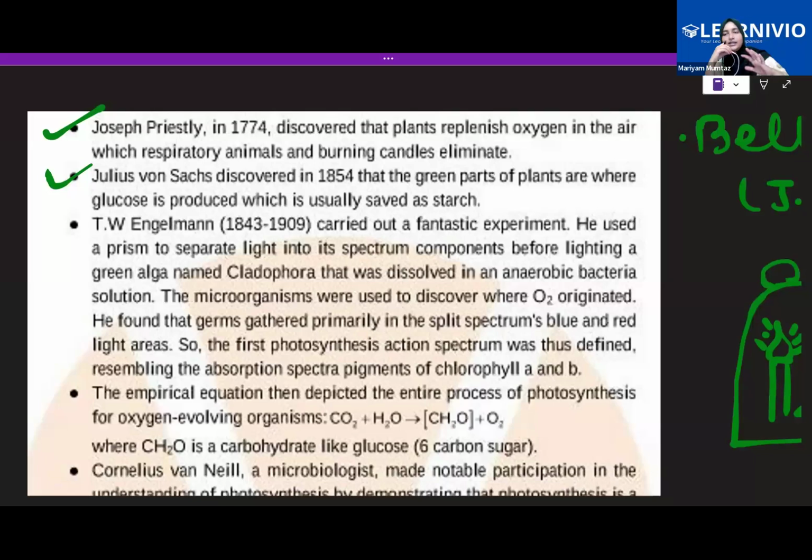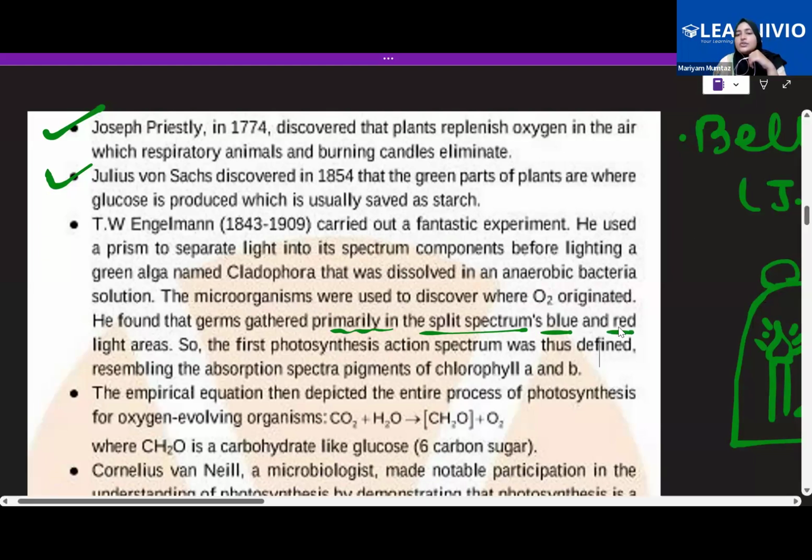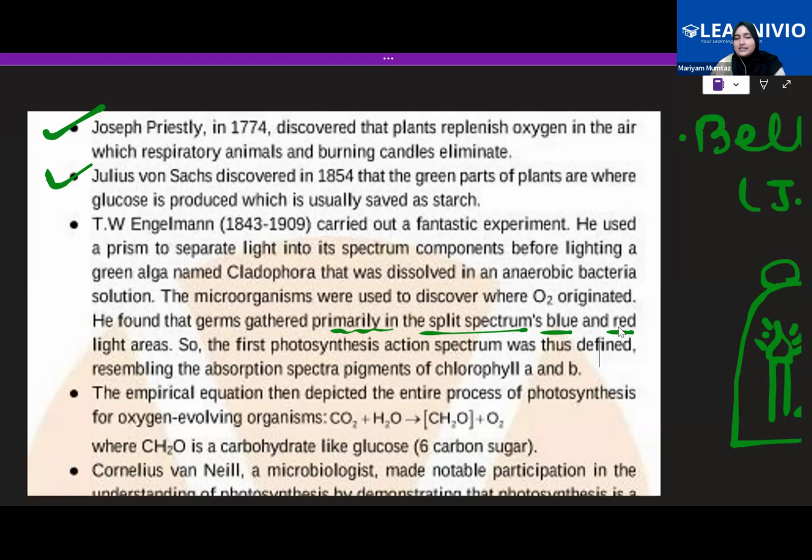Once the Cladophora was doing photosynthesis, in those areas where O2 was produced, the aerobic organisms would gather in order to take the oxygen. He found that the bacteria gathered primarily in the split spectrum, that is the blue and the red light areas. So it was confirmed that the spectrum of light responsible for photosynthesis was the blue and the red light areas.